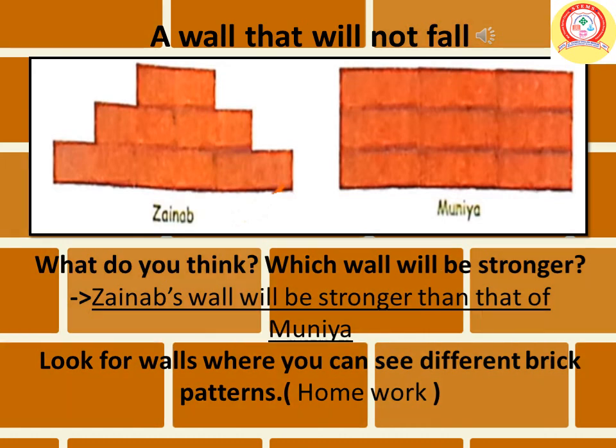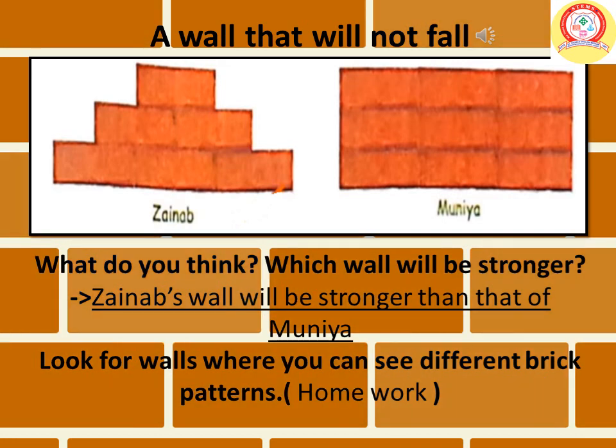A wall that will not fall. Now you can see, students, it is a wall of Munia and Zainab. They have made different patterns and made a wall. When Zainab made her wall, she first used 3 bricks, then 2 bricks and then 1 brick. And Munia used 3 bricks, then again 3 bricks and then again 3 bricks.